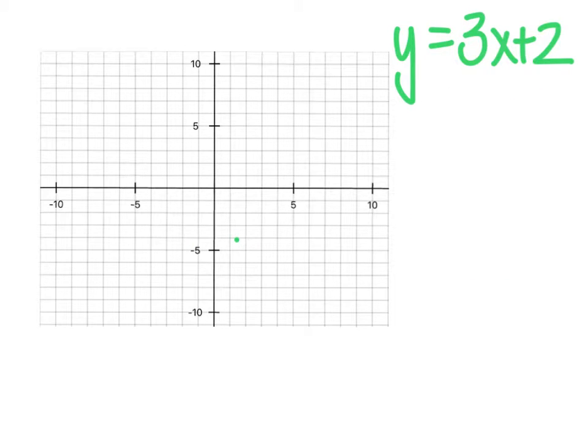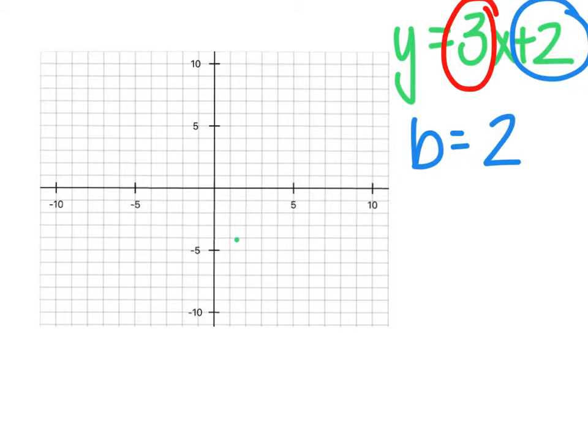So I have y equals 3x plus 2. Well, first of all, I need to identify my y-intercept. So my y-intercept where I begin is at 2. My slope is what's in front of x, which is 3. Now it's not in a fraction, so I'm going to put it over 1 so that way I have a fraction. So the first thing I'm going to do is plot a point at positive 2. And that's where I begin.